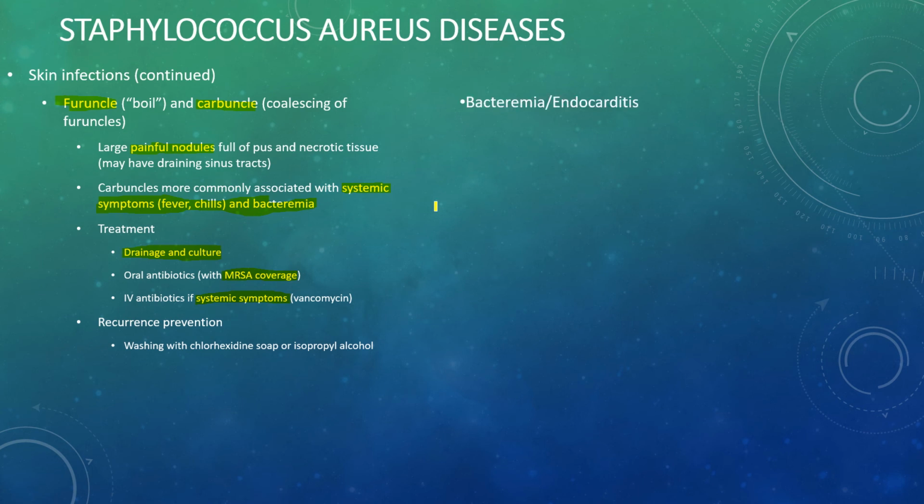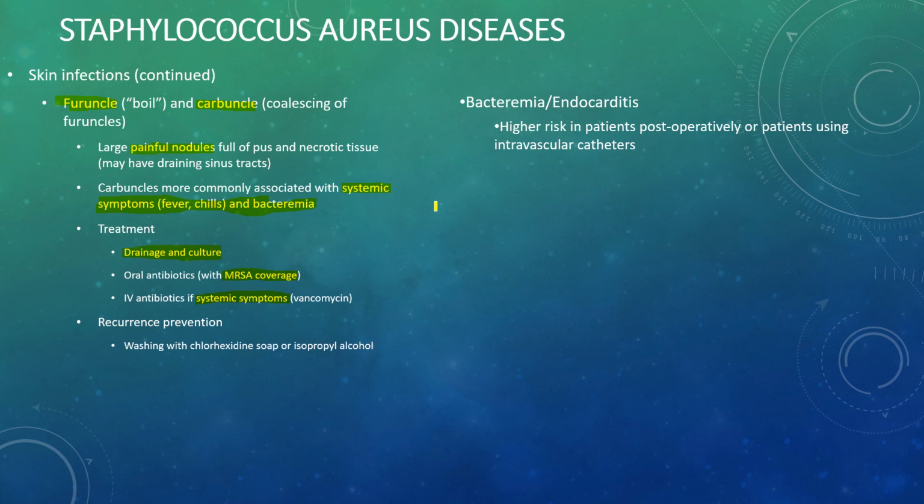So now let's talk about bacteremia and endocarditis. Now we're getting to the severe conditions. Staph aureus can cause a pretty severe endocarditis and bacteremia. This is very high risk in patients who are post-op and using intravascular catheters, because these are ways that bacteria can enter the system.